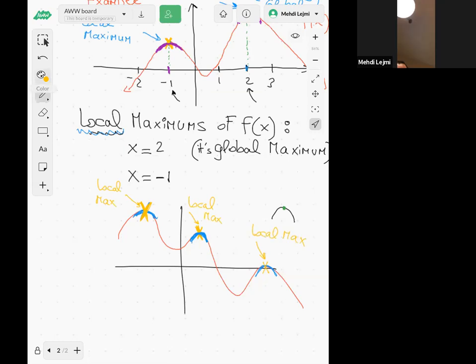But then, you see this one here? This is the highest point of the whole graph. So this point would be the global one, the global maximum, because that's the highest point in the whole graph.